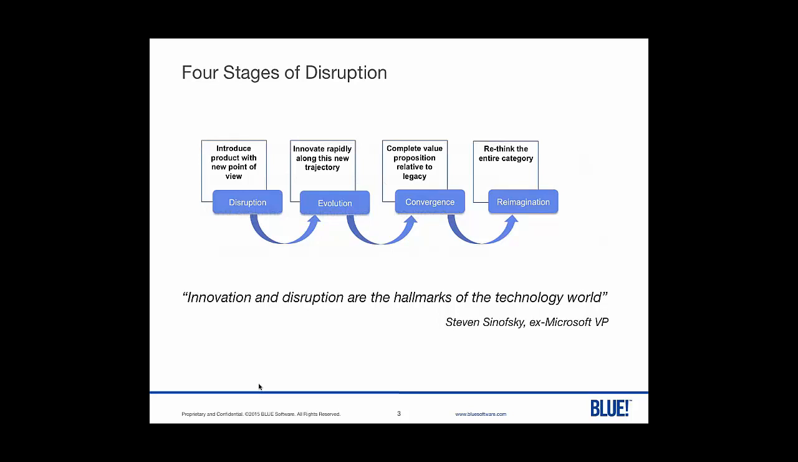Stage 3 is the convergence stage, which looks at the value proposition of what you've just introduced into the organization compared to your legacy way of working. And the fourth stage, called reimagination in this diagram, is putting into place what was originally this disruption into your organization. We're going to talk about this in the next 10 minutes in terms of a new way of working to manage your content for your labels.